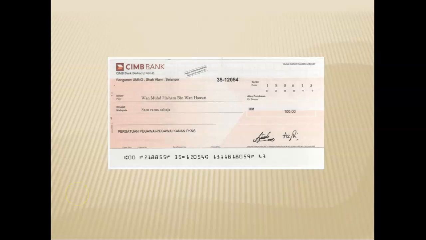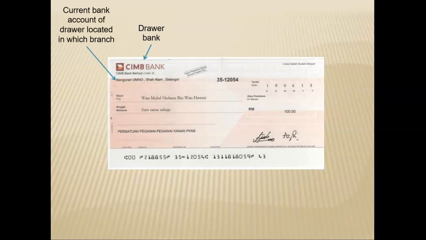Okay, next is to understand what the information on the check itself is. The check will represent the drawer bank, meaning which bank will pay out the money to you, and then which branch of that particular bank, because a bank has lots of branches, and each branch can open current accounts for the businesses. So you would know this check comes from which bank and which branch. And the drawer name will be at the bottom, just before the computer readable numbers down there.